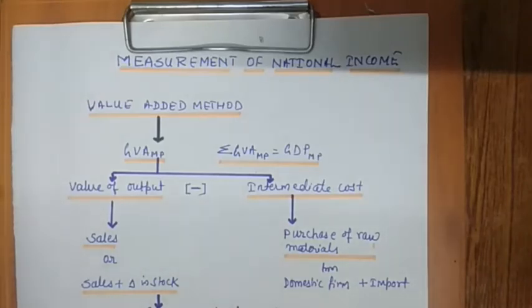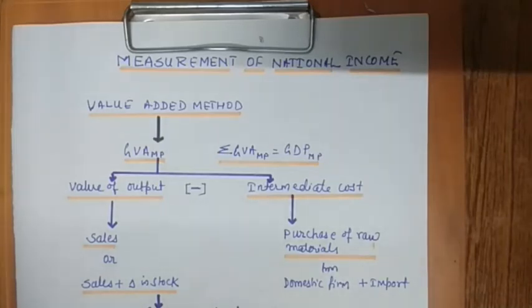National income of a country can be measured by 3 different methods. First is value added method. Second is income method, and third is expenditure method. It must be noted that all the 3 methods give the same value of national income. It means whichever method you use, the national income derived will be the same.